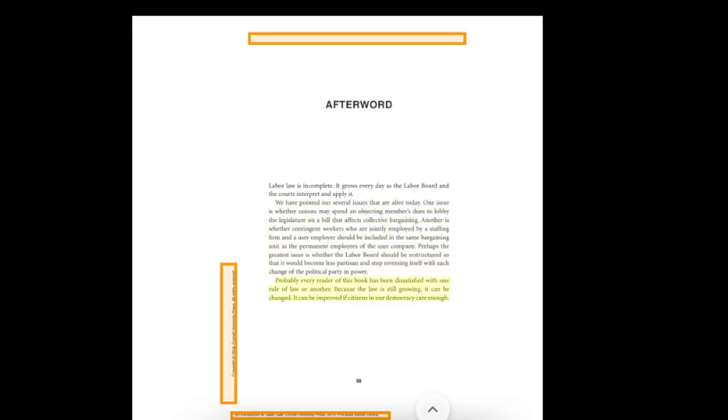Probably every reader of this book has been dissatisfied with one rule of law or another. Because the law is still growing, it can be changed. It can be improved if citizens in our democracy care enough.